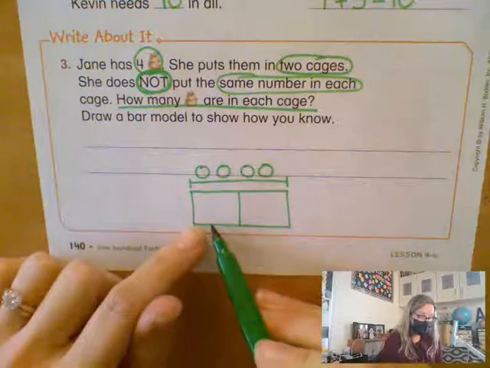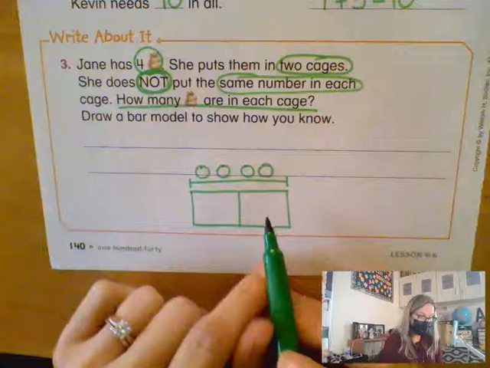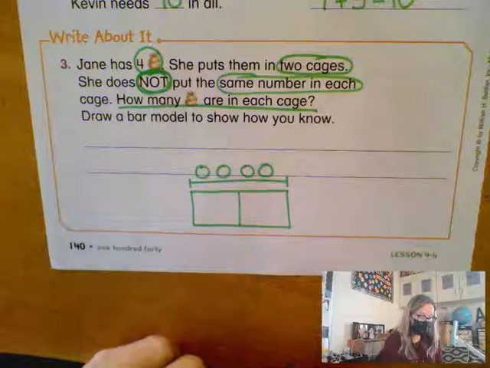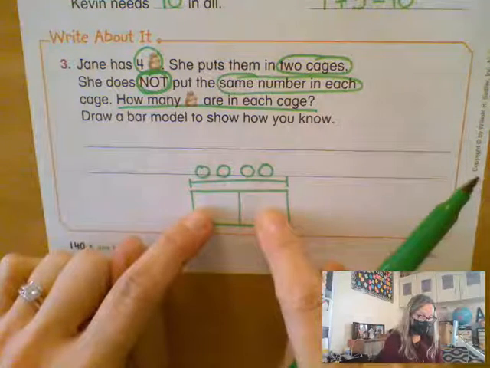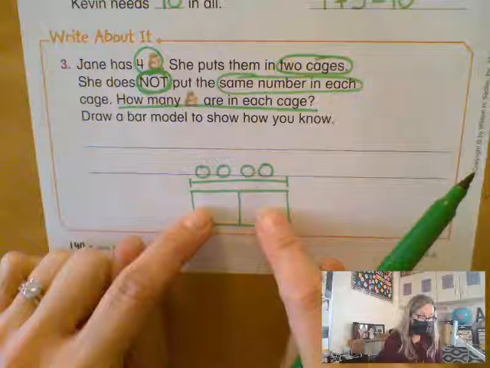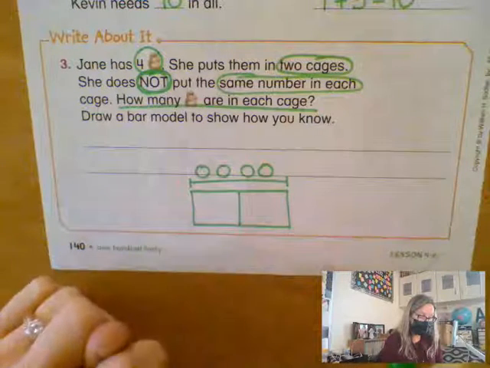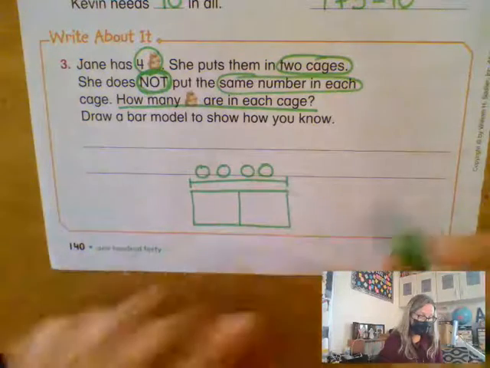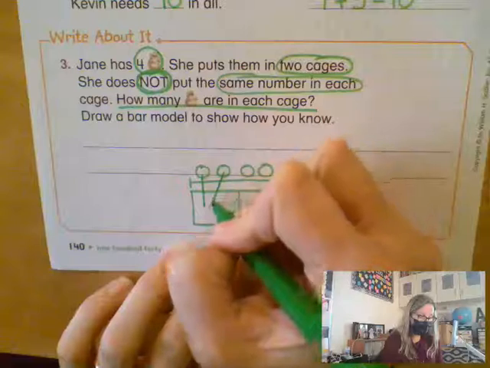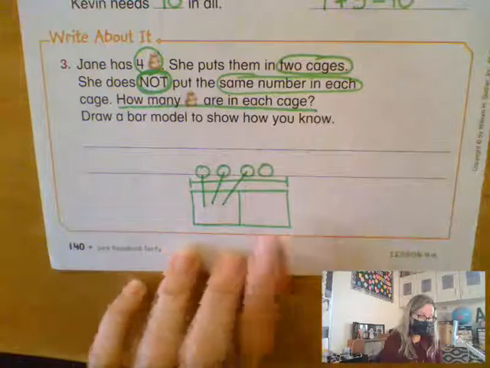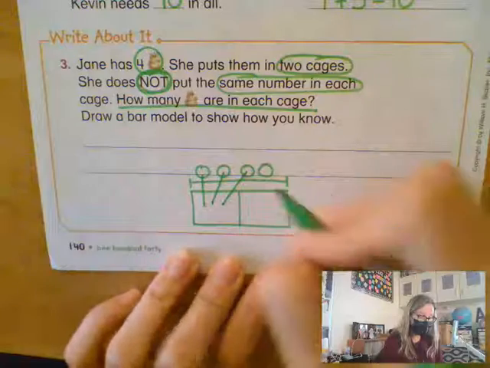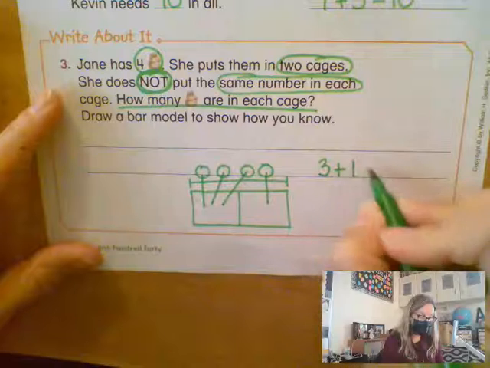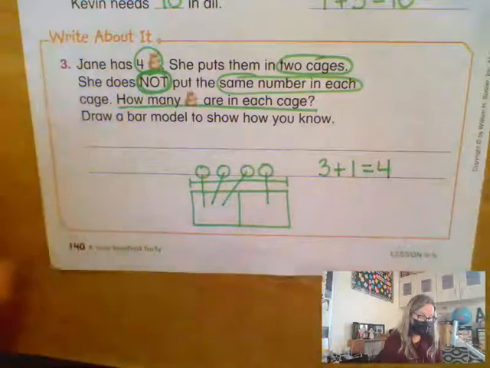Some of them go in this cage and some of them go in this cage, but she doesn't put the same amount in each cage. So if she put 2 and 2, that would work, but those are the same amount, so it can't be 2 and 2. So how many do you think she puts in this cage? Noah? 3? Let's try it. 1, 2, 3. Okay, and then how many would that leave for the other cage? 1. So 3 in one cage plus 1 in the other cage equals 4 hamsters all together.